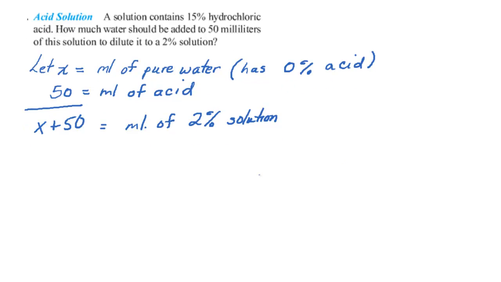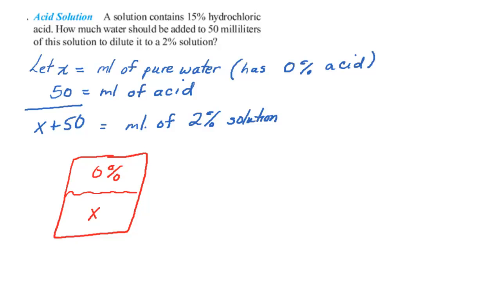So think about being in a lab and you have beakers full of elements. So you've got your beaker of water and your beaker of hydrochloric acid 15% solution, and you're going to combine them into a new beaker. So I find that a picture helps. So here's my beaker of water. I've got X milliliters and there's 0% acid.